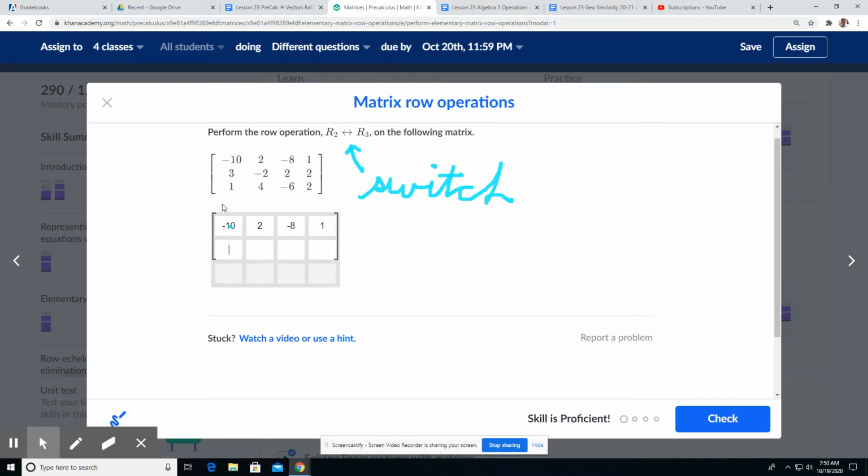So row 2 and row 3 are switched. So row 3 is now where row 2 is. So these are all the row 3 entries. 1, 4, -6, and 2.